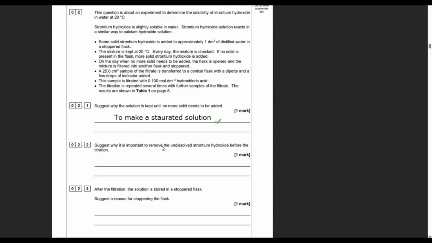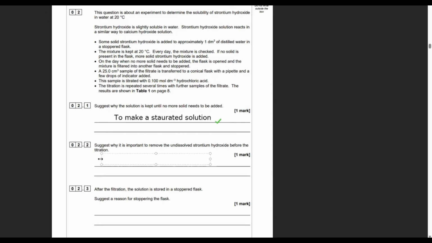Suggest why it's important to remove the undissolved strontium hydroxide before the titration. So in the conical flask or in their beaker, they've got excess solid strontium hydroxide floating inside there. We need to filter that off, because when we start adding the acid, when we're doing the titration, and remember we're titrating it with hydrochloric acid, we're going to use the molar amounts to calculate the concentration of the strontium hydroxide, because we don't know the concentration of that solution. If there is any strontium hydroxide left just floating, that's going to react with some of the acid, and we are going to get a larger result. We're going to think that more acid was needed to react with the solution, when really it's reacting with the unreacted floating strontium hydroxide.